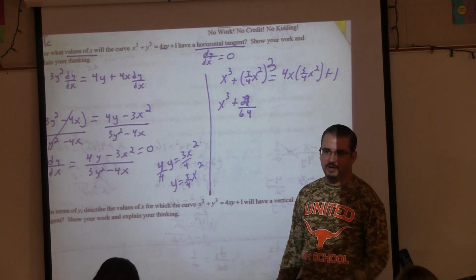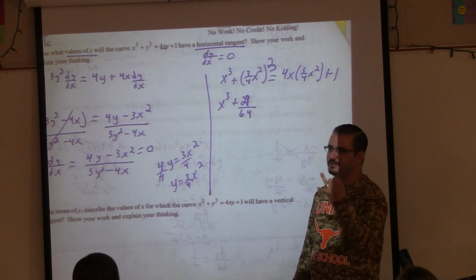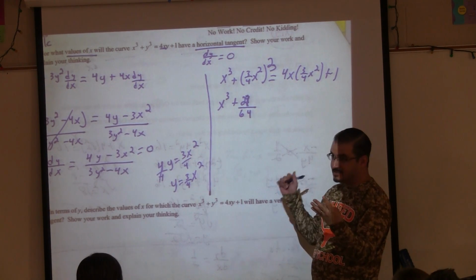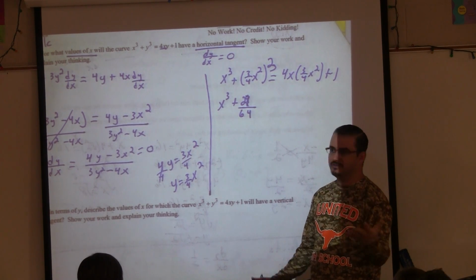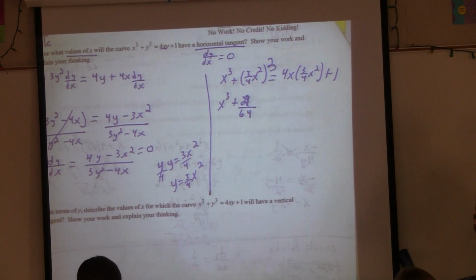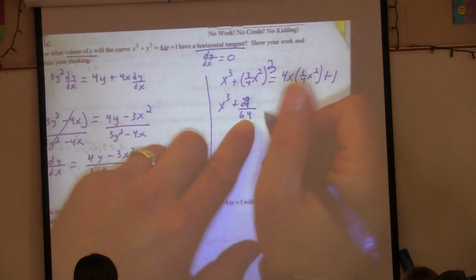Do you know 1 cube? 1. 2 cube? 8. 3 cube? 27. 4 cube? 64. 5 cube? 125. That's good enough, okay? If you know up to 6 cube, that's a plus. And anyways, this is good enough for now.